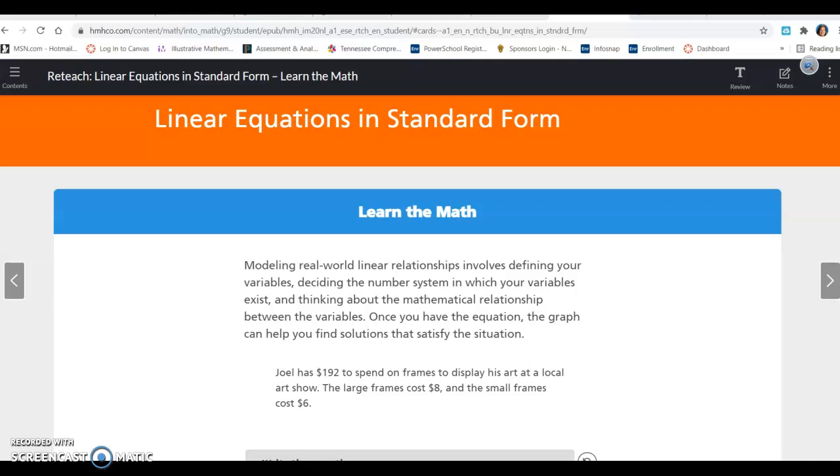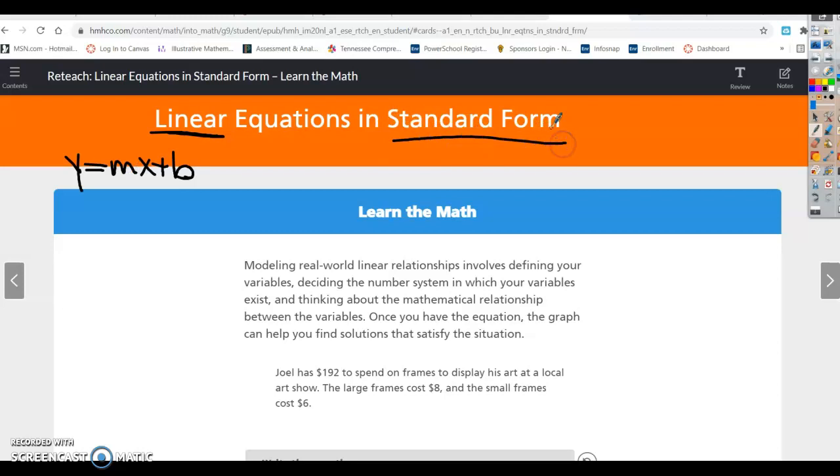Alright, so today we're going to look at linear equations in standard form. If you remember, a linear equation is an equation where it has x to the first power. There are different ways to see a linear equation. Last year in 8th grade, or Math 8, you should have seen y equals mx plus b. This is called slope-intercept form. And today we're going to look at standard form.